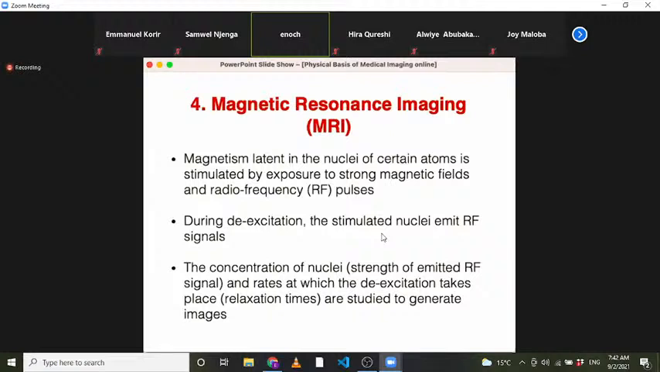And we also use radio waves, or radio frequency radiation, to generate the image. During the de-excitation, the protons emit radio frequency signals, which are used to form the image. Dependent on the concentration of the protons, or the hydrogen nuclei, within a given tissue, it will have a brighter signal on an MR image. That is on the basis of the concentration and also the de-excitation. The de-excitation is where we have the relaxation times.